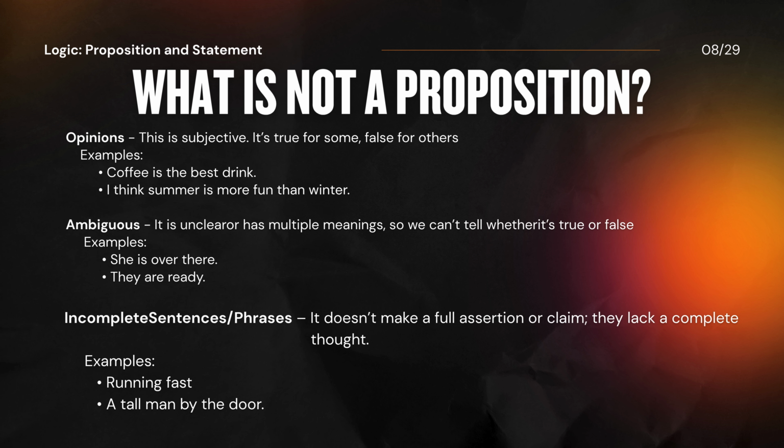Ambiguous. It is unclear or has multiple meanings, so we can't tell whether it's true or false. Examples: she is over there. They are ready.